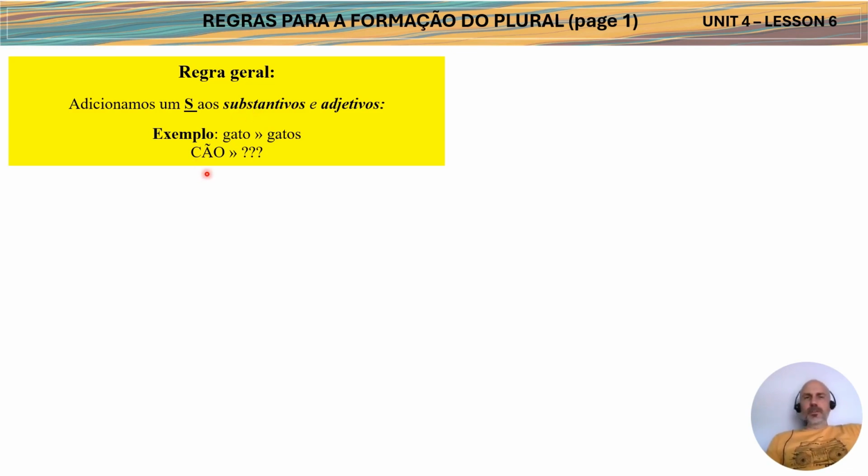But now, if I ask you, what's the plural of cão? Whoa, now cão, this word ends in a different way, right? It ends with 2 vowels. So is it just with an S? Is it just cãos? No, it's not. So as you can see, this is a special rule for the plural. The word doesn't end with a consonant and an O or a consonant and an A. So we have to apply a special rule.